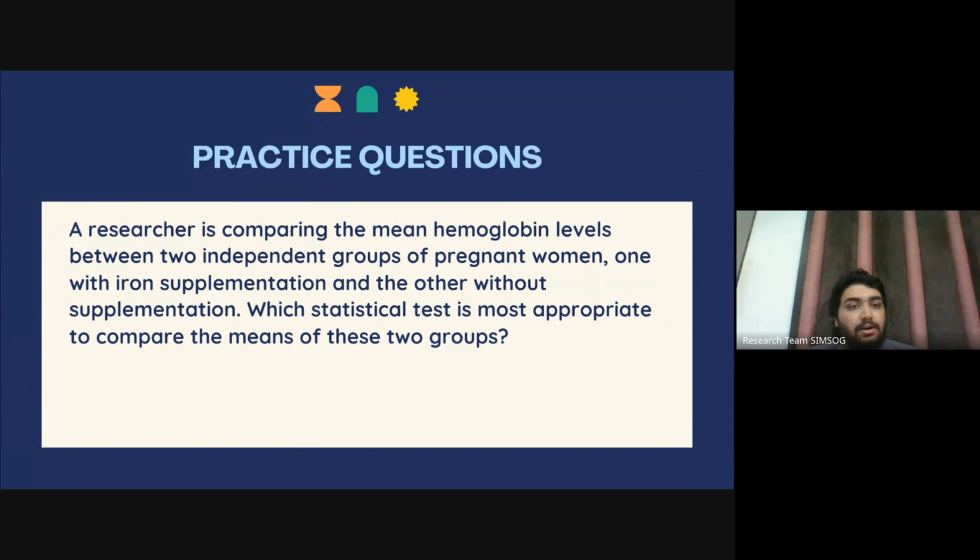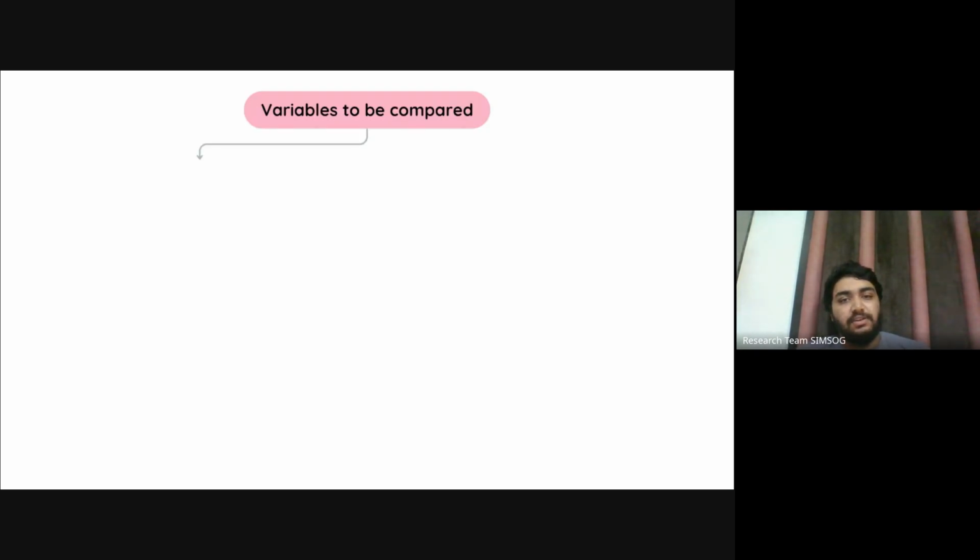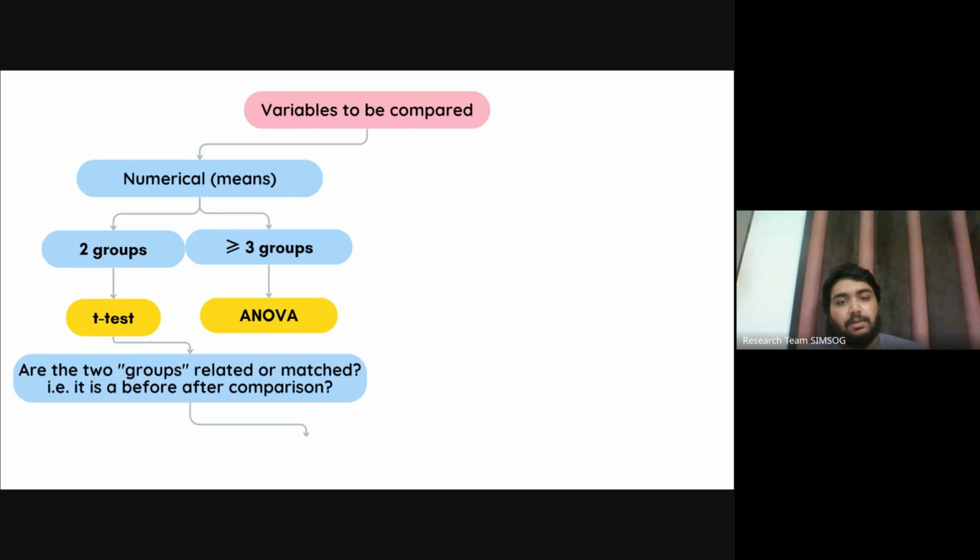Okay, so here the question is asking: a researcher is comparing mean hemoglobin levels between two independent groups of pregnant women, one with iron supplementation, the other without supplementation. Which statistical test is more appropriate to compare the means of two groups? Okay, we'll go back and we'll just use this. Okay, sorry.